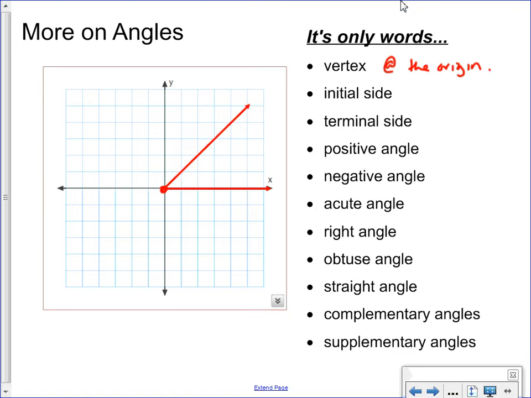Okay? Now, on a coordinate like this, the initial side is where you start. So the initial side is on the x-axis. So in this picture, this thing right here is the initial side. Initial is just the starting point. It's the starting side. The terminal side is where it ends. So the other ray is the terminal side.